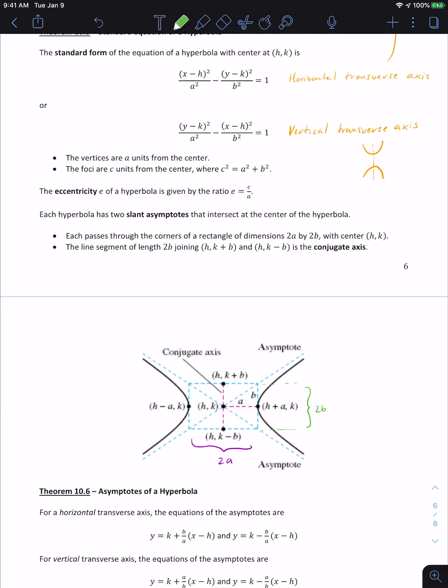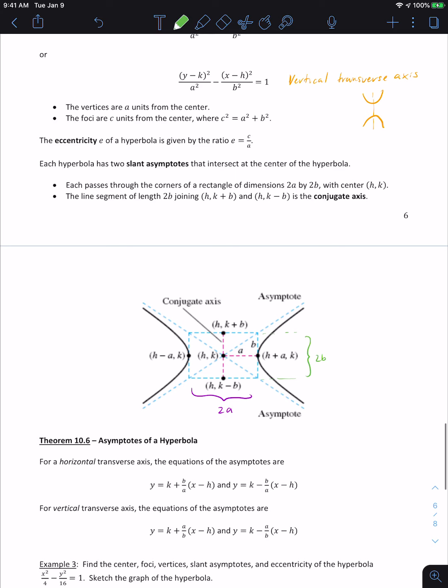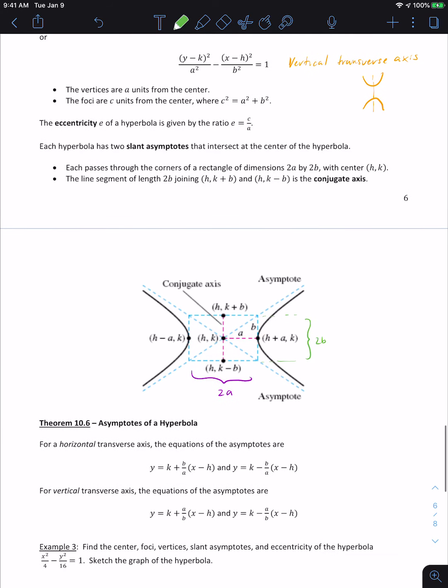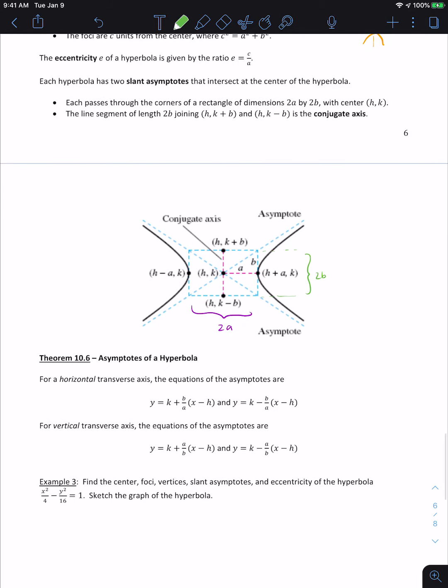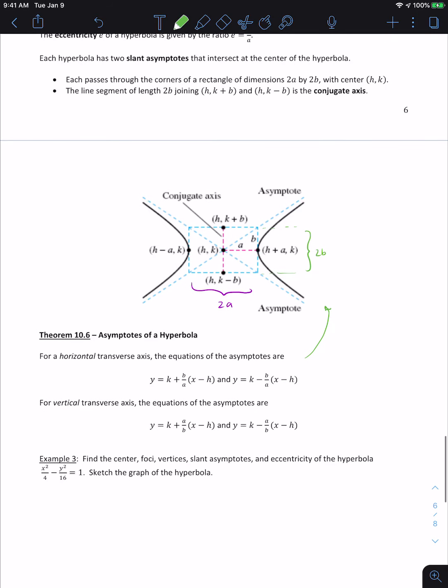And so the next theorem is just going to tell us what the equations of those asymptotes are, right? Those are slant asymptotes, so they have the equation of a line, y equals mx plus b. So here, if I have a horizontal transverse axis, in other words, if it looks like that up there, then these are my lines, right? This is my m, my slope, because it goes with x. This is my m of the other one. Notice the slopes are exactly just opposite of each other. That's why it's the exact same line except a minus and a plus.